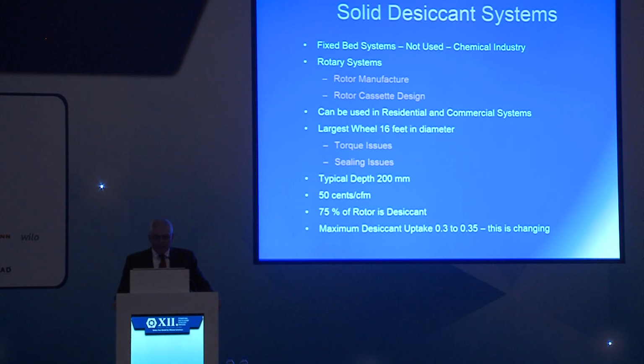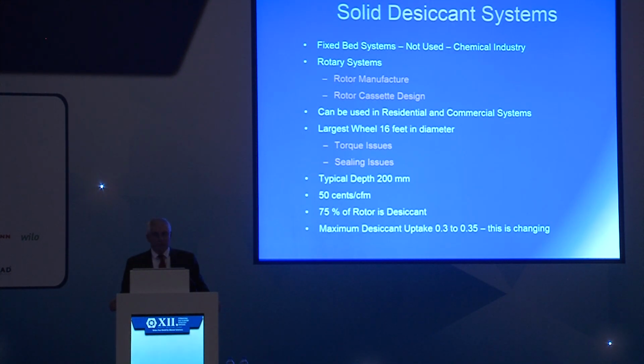So if you look at the various types of solid desiccant systems that are out there, there are fixed bed systems. Those are mostly used in the chemical processing industry for separation processes. But in building systems, or in the other systems I showed in the previous charts, they're usually rotary systems. The rotor is manufactured, then they put it into a cassette, and they can be used in both residential and commercial systems. Really, the largest wheel that you'll ever see out there is about 16 feet in diameter.